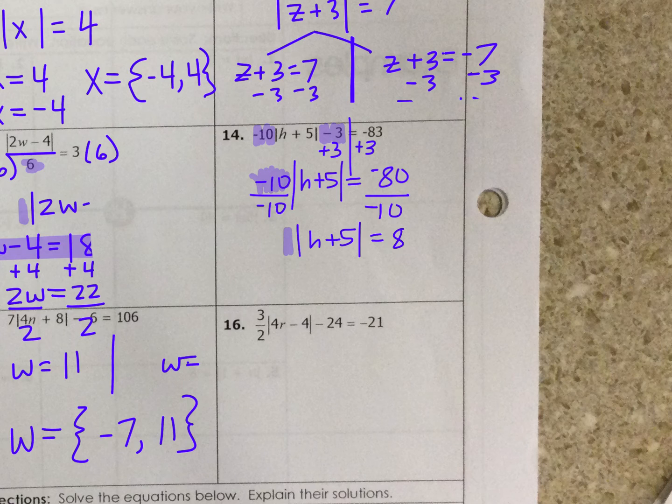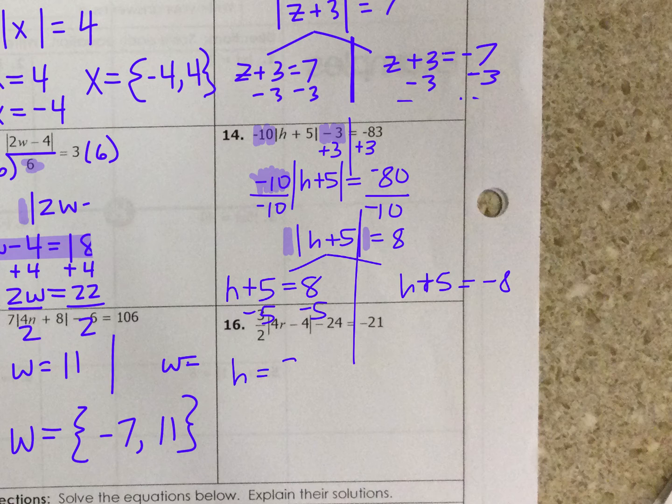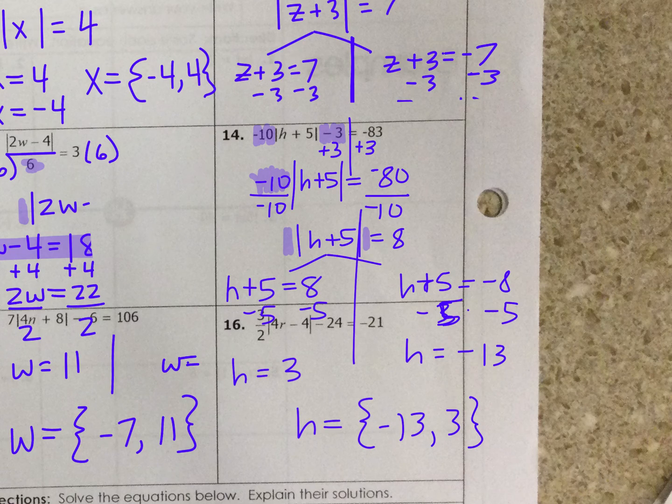I don't have anybody visiting here, and I don't have anybody visiting here. That means it's time to come out of jail and make good choices or bad choices. H plus 5 is going to equal positive 8, or H plus 5 can equal a negative 8. I'm going to subtract 5, and H can be 3. Subtract 5, and the H can be negative 13. So that would be your solution set, negative 13 and 3.